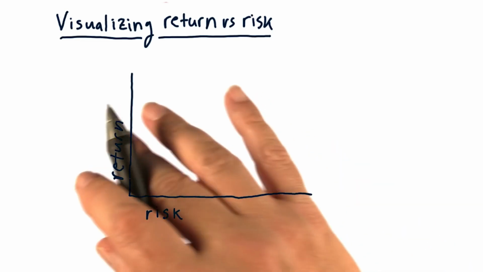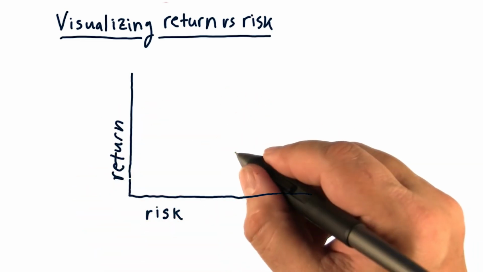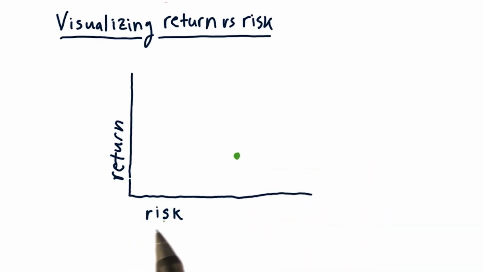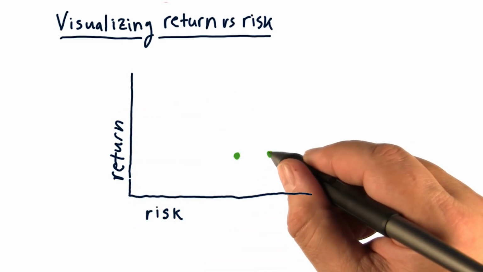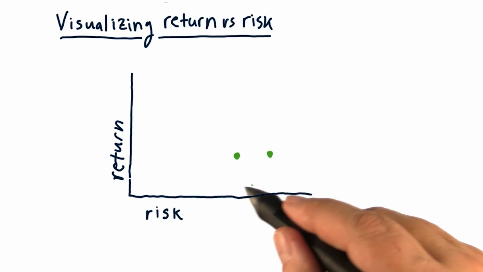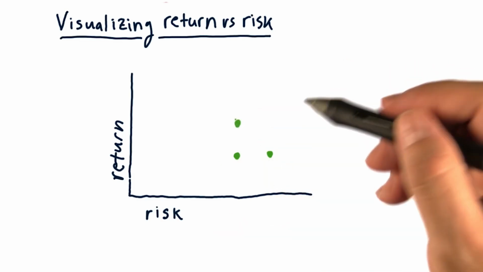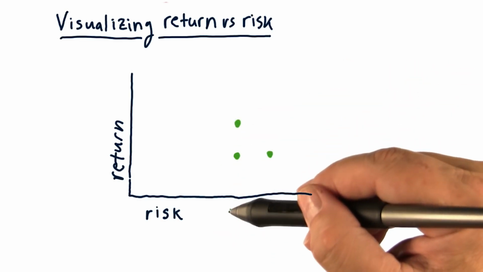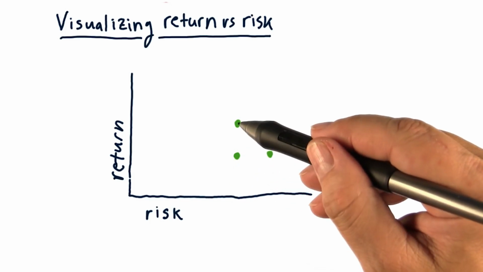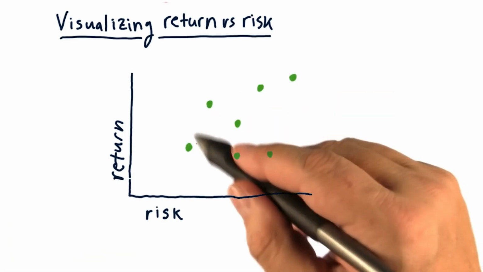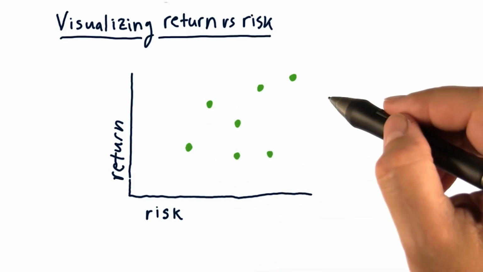One way we can do that is plot them on a scatter plot where each dot here represents one stock. So risk is along this axis, return is along this axis. For instance, this stock here has higher risk but about the same return as this stock. And for comparison, this stock here has shown historically about the same risk as this stock, but it's got a much higher return.